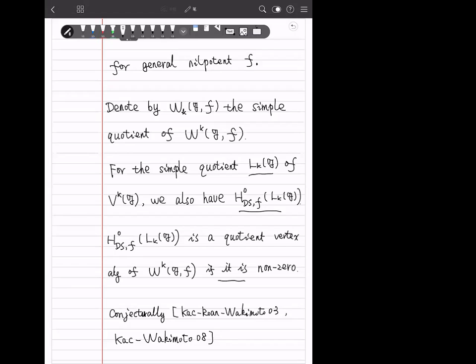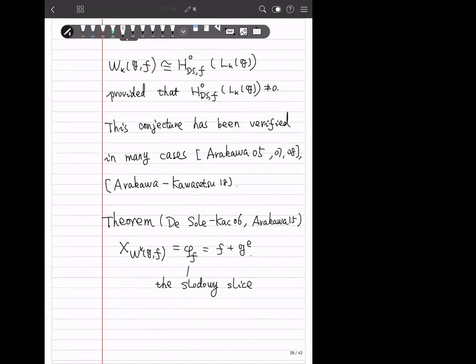So conjecturally, if it is not zero, these two are equal. These two are equal. I don't know whether it's completely proved, but up to 2019, it's not completely correct, but almost. So this conjecture has been verified in many cases. I think the last year the progress, I don't know, maybe I missed something. Okay.